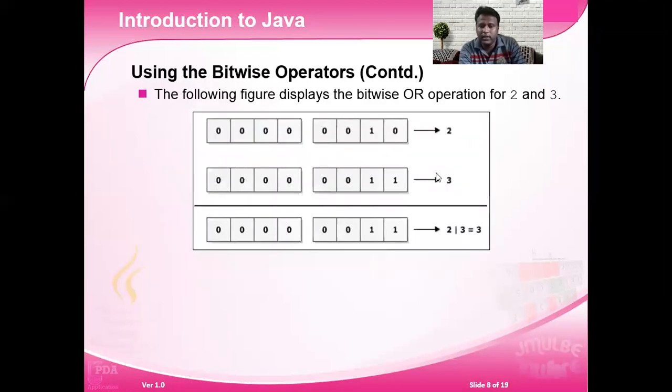Now come to 2 OR 3. If you compare, that returns you the value 3. Okay, this is the bit operation of 2, and this is the bit operation of 3. Then 1 and 1 is 1, 0 and 1 is 1. So that returns you 1 1, and 1 1 means it returns you the value 3.